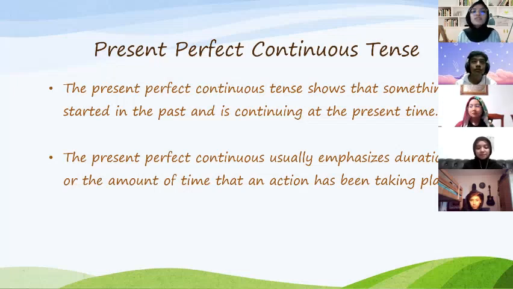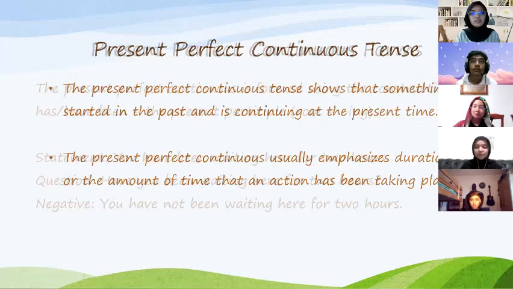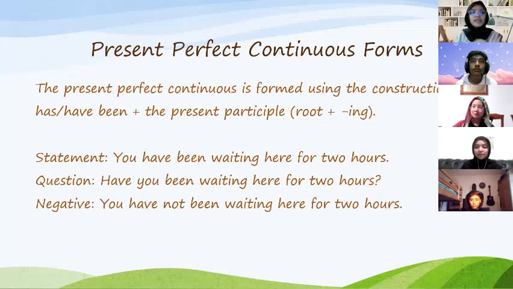Okay, so continue. Last but not least is the present perfect continuous tense. This shows that something has started in the past and is continuing at the present time, like what you did yesterday and is still going on now, today. The present perfect continuous usually emphasizes duration, or the amount of time that an action has been taking place. So this is where you use has or have, depending on plural or singular, and put been plus the present participle by adding an ing.